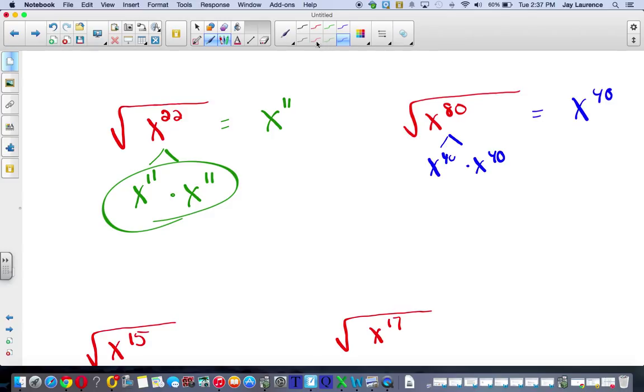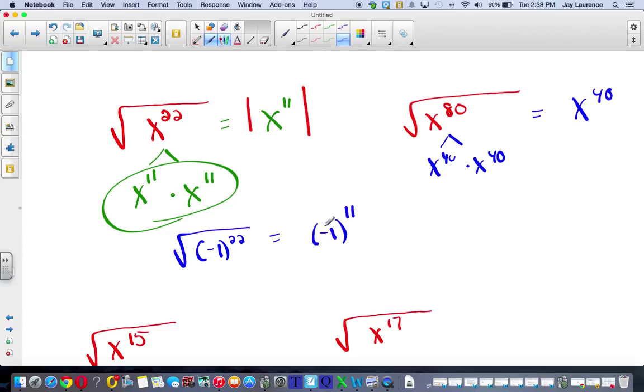Now this green one here needs the absolute value, but the blue one doesn't. Why? Because a rad is the positive square root. Watch what happens if I put negative 1 in here. I'm going to put the rad of negative 1 to the 22nd power. And outside that, if I forget the absolute value, I'm going to have negative 1 raised to the 11th power. Try it on a calculator.